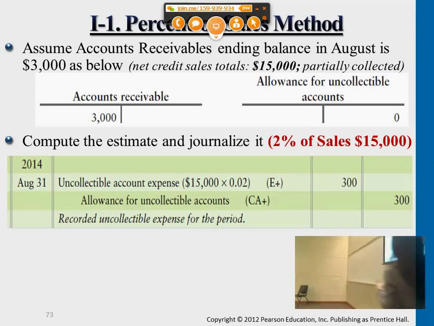In this example, you have this $3,000 balance. That's the ending balance after some of the clients made payments on their accounts receivable. The $15,000 is the total credit sales amount. So we'll be doing the estimation based upon the total amount of credit sales.